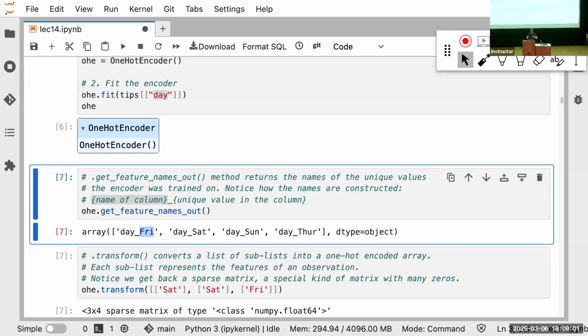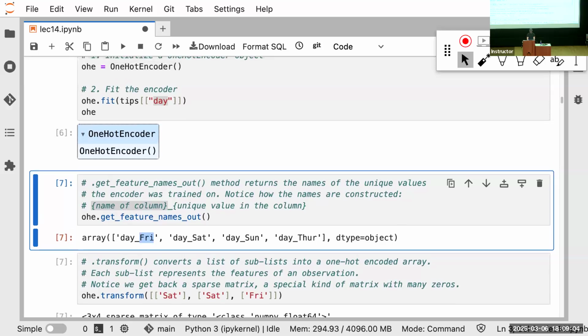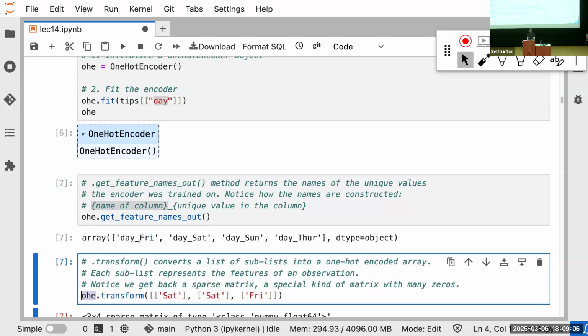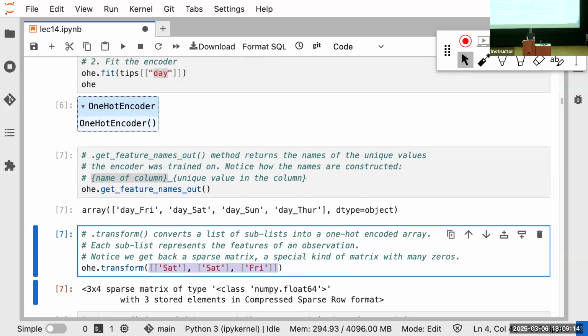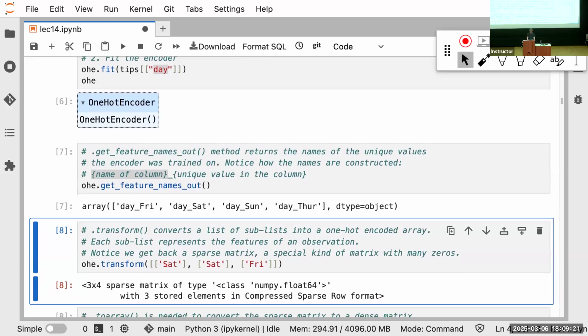Okay, and just to show you that this OneHotEncoder actually works, let's run it. I'm going to run ohe.transform on a dummy data set containing 3 observations. It's a list of lists. The first observation is a Saturday. The second one is also a Saturday. The third one is a Friday. Presumably, when I run this, I'm going to get back some of these 0, 1 rows that we've been talking about. But what I get back is something called a sparse matrix. This is a special data type that more efficiently stores matrices that have a lot of zeros, what are called sparse matrices.